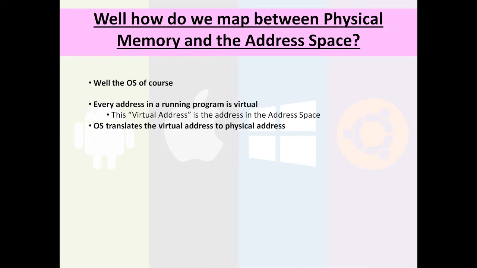Now, every address in a running program is virtual. This virtual address is the address that you would find in its address space. So whenever you see addresses being displayed from a program, those are its virtual addresses. And it's the job of the operating system to translate this virtual address to the physical address so you can actually find where the data is stored, right?